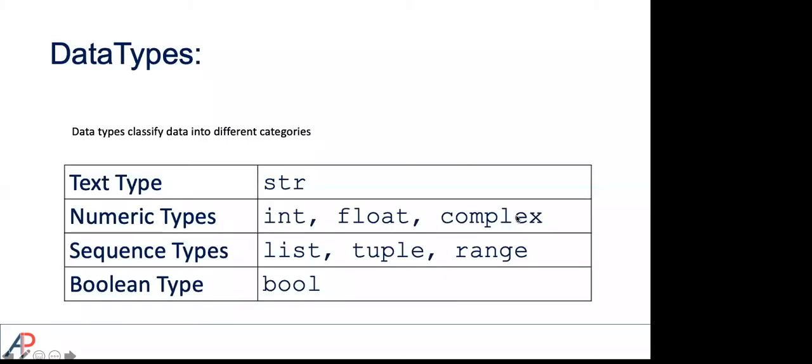Last time we talked about data types. So the data types, there were 4 specific categories that I touched on. First one was a text type. We call it a string, but it's formally written as str.